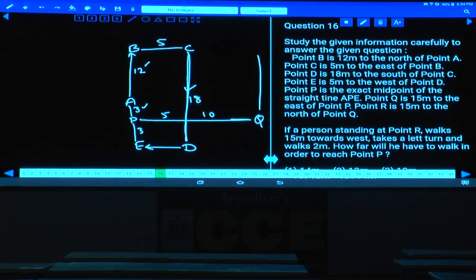Hence B, C and R form a horizontal straight line. And in this one, what is the distance between these two? Now the distance between these two equals this 10.